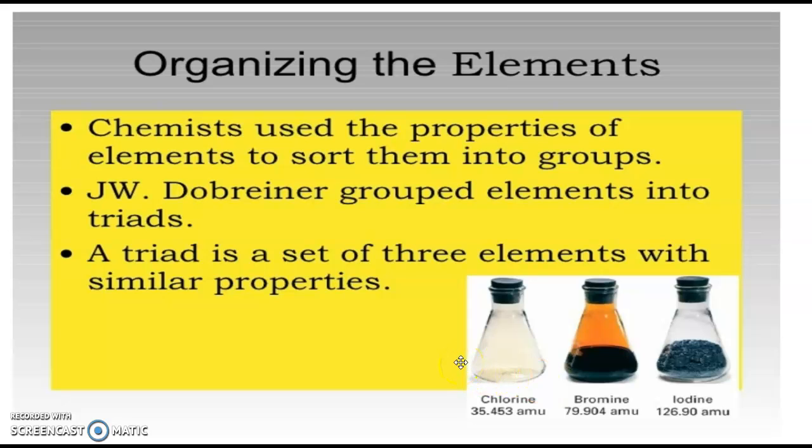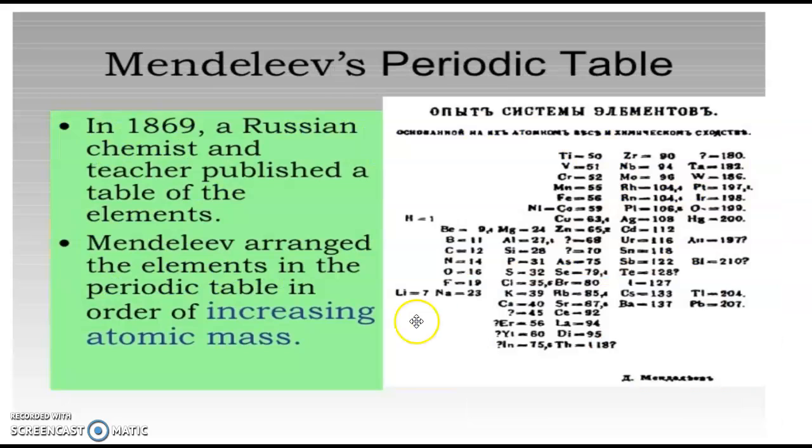This is not applicable for all the elements, because some elements do not form a triad, or there is not a set of 3 elements. Sometimes it is more than 3 elements, or sometimes fewer than 3 elements. One element differs in some properties from the other. So this method was ruled out.